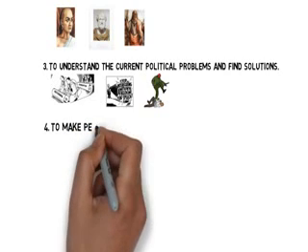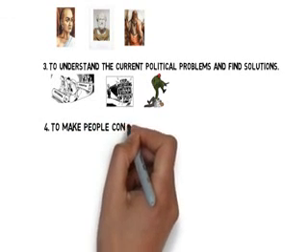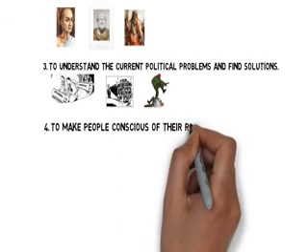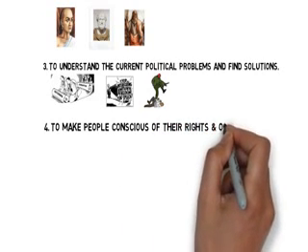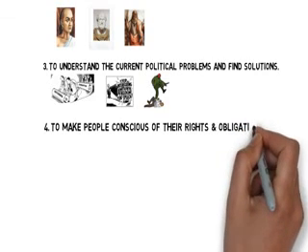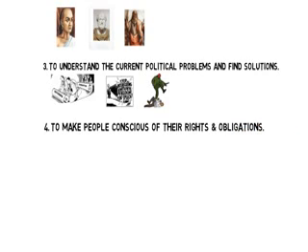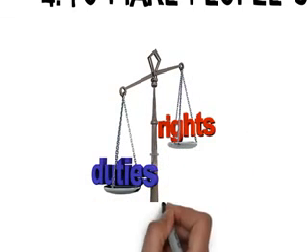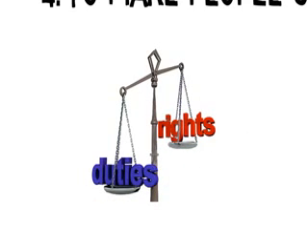Next, to make people conscious about their rights and obligations or duties. Now, one must understand that rights and duties are two sides of the same coin. You cannot enjoy rights without duties, and you cannot perform duties without certain rights. Rights are the most important aspect of any individual. Rights always help an individual to grow as a person as well as to grow his or her talent. Therefore, one must be conscious about his own human rights.